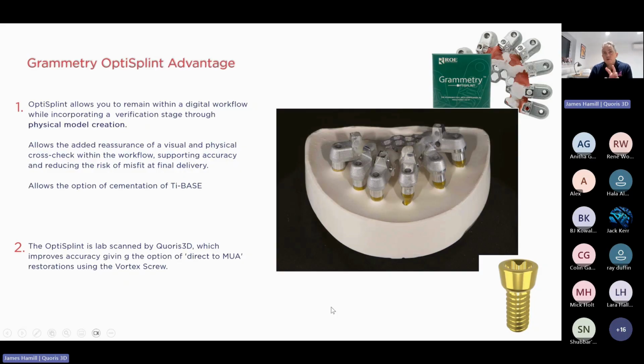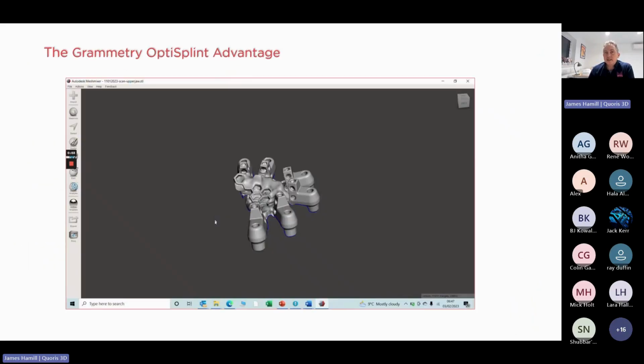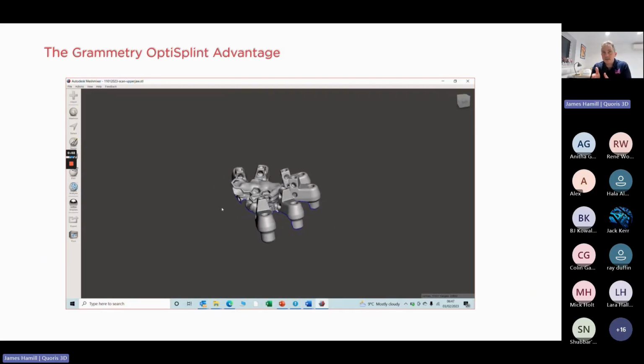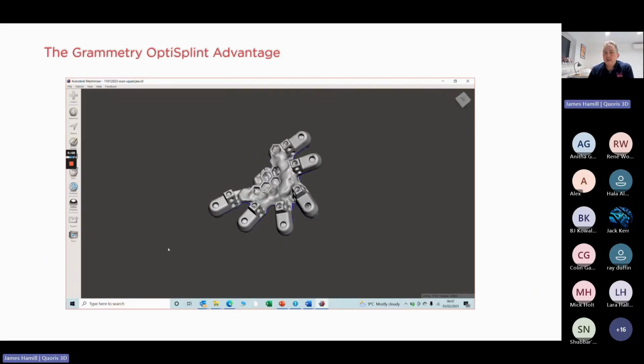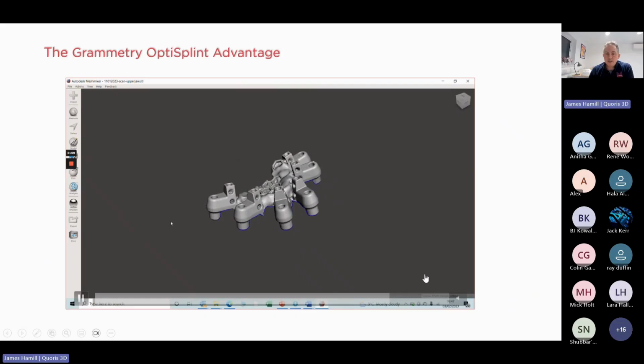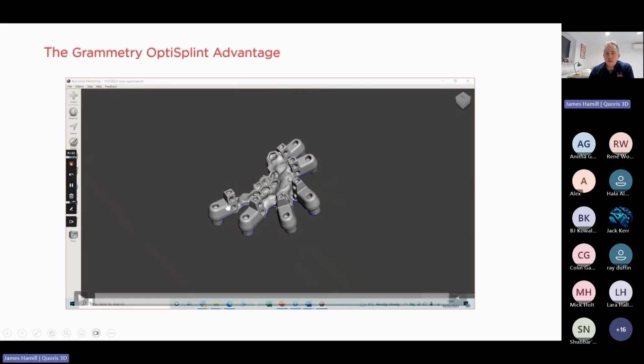There are only 2 workflows that allow you to go direct to MUA, and that is photogrammetry because of the accuracy, but we can give you the same accuracy as photogrammetry using the OptiSplint workflow because we can lab scan it in the lab. So it's quite a neat little thing that can be done. This sometimes depends on the type of restoration and the criteria that you have, which will push you down a certain pathway. This is just a lab scan of the OptiSplint.